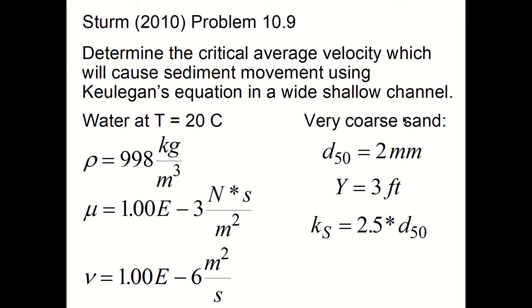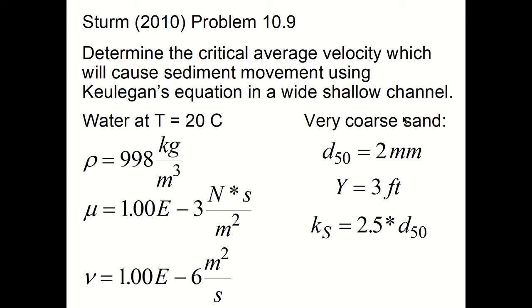So for water at 20 Celsius, the density is 998 kilograms per cubic meter. The dynamic viscosity mu is 1 times 10 to the negative third Newton second per meter squared. The kinematic viscosity nu is 1 times 10 to the negative sixth meters squared per second.